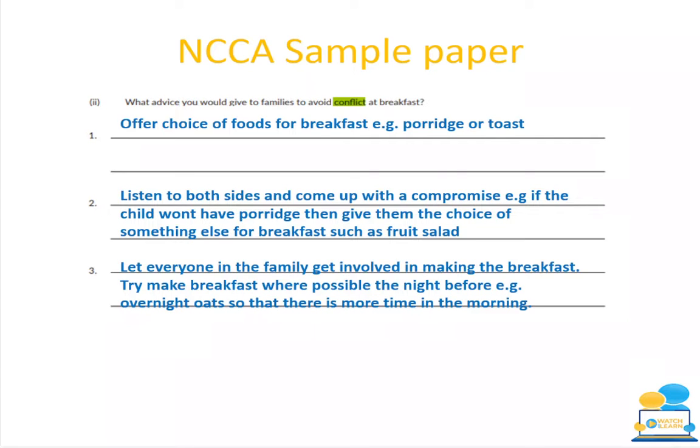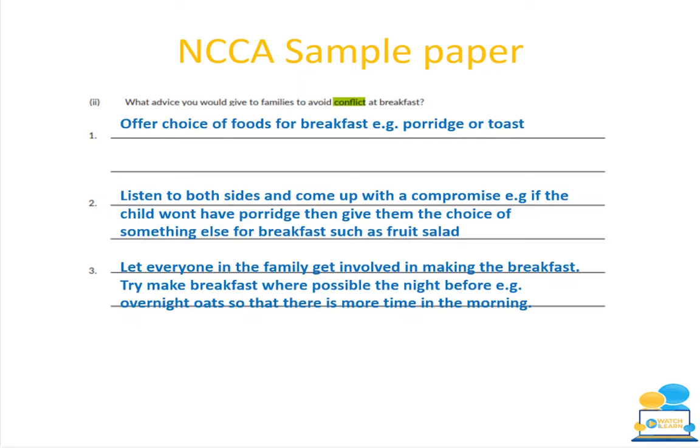And if there's confrontation first thing in the morning, the child is then going to go into school and they're going to get themselves in trouble because they're going to feel real angry all day. Sample answer 2, listen to both sides, okay? So come up with a compromise. E.g., if the child won't have the porridge, then give them the choice of something else for breakfast, such as fruit salad. That way, the child thinks they're winning, and the adult is actually winning as well, because the child is actually getting some nutrients into their body before they leave for school.